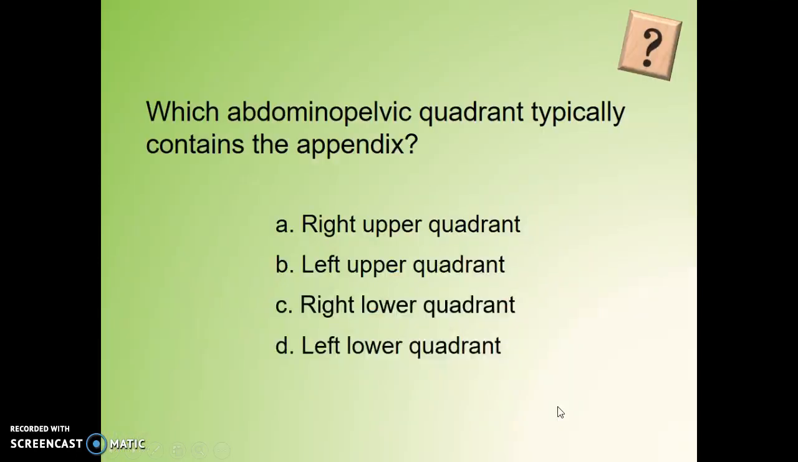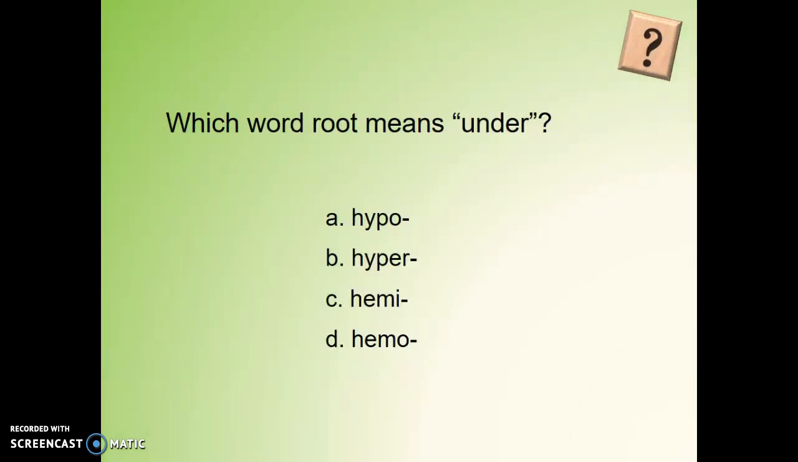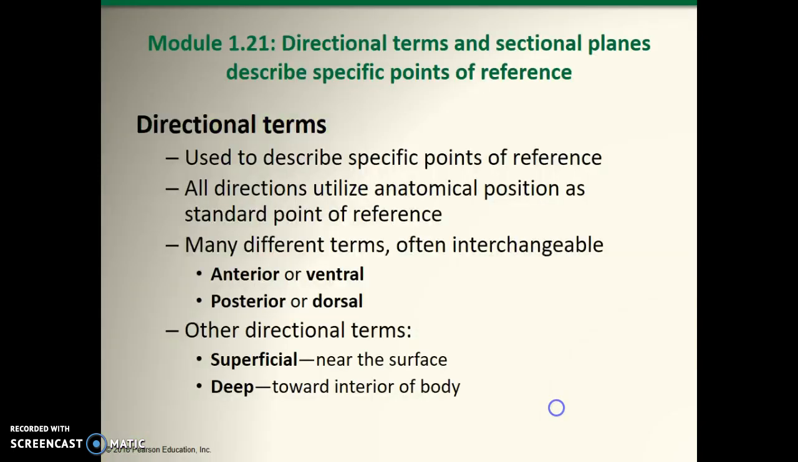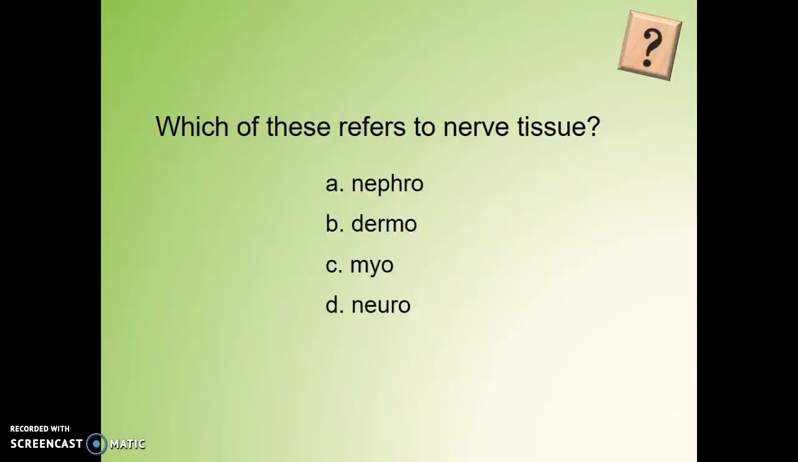Which abdominal pelvic quadrant typically contains the appendix? Hope you remember that one. Right lower quadrant. What root word means under? Correct answer is hypo. Which of these refers to nerve tissue? And that would be D, neuro.